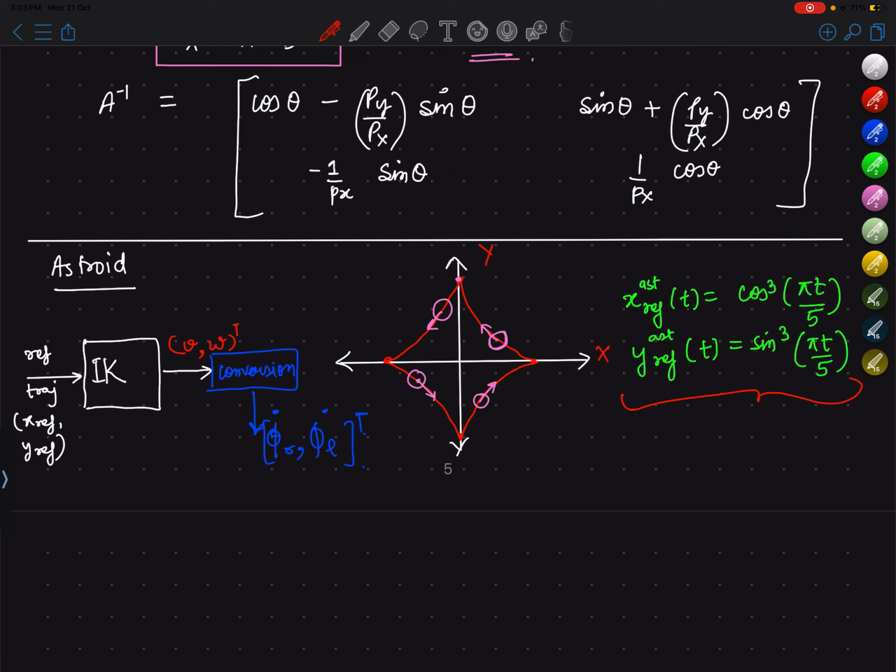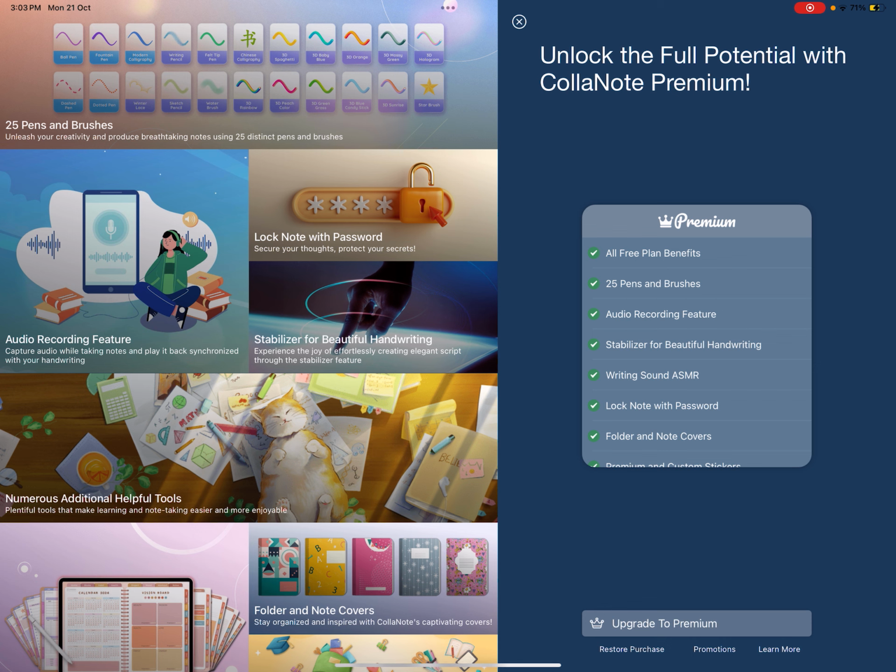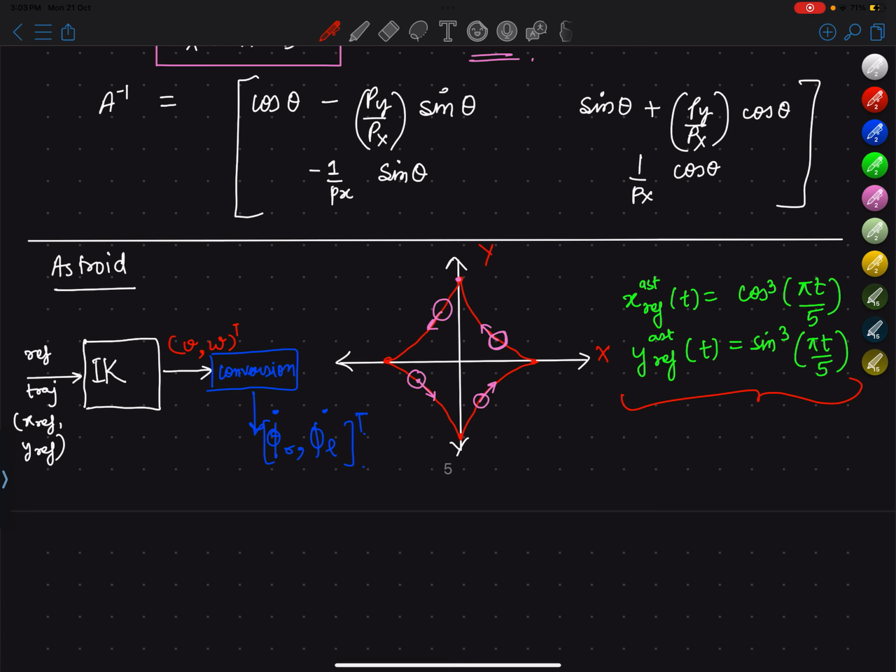The Python program we'll discuss in the next video. It will be the second part of this lecture, and it has been uploaded as a secondary video.